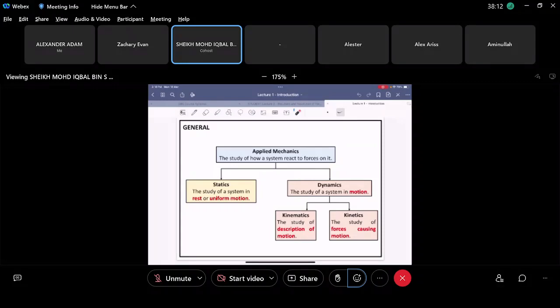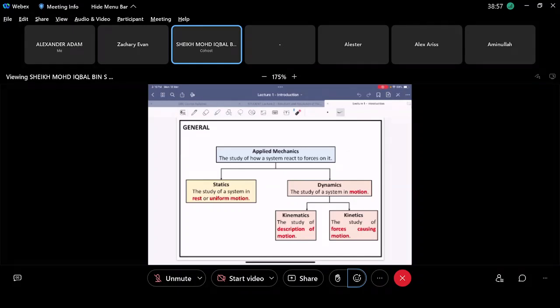And mechanics is just a system. Imagine gears or a building. In a building, you have a lot of systems, right? You have elevators, you have beams, you have columns, and all that. So a building is actually a system, and a system is basically a mechanics. So applied mechanics is basically the study of how a system reacts to forces on it, right? When you apply forces to something, we observe the behavior of the system, the mechanics. So that is applied mechanics. We observe the behavior of a system when we apply forces to it.